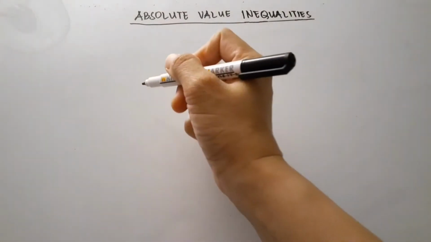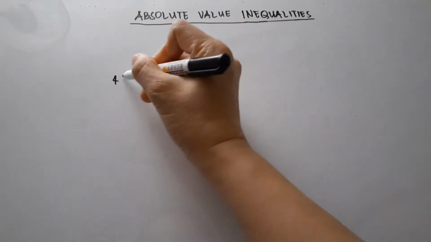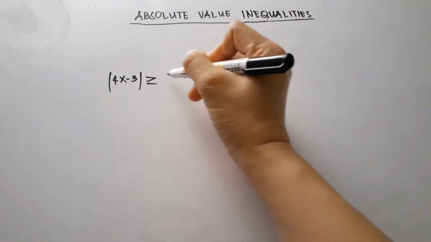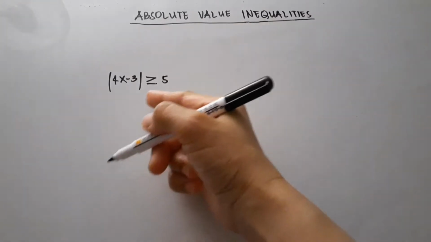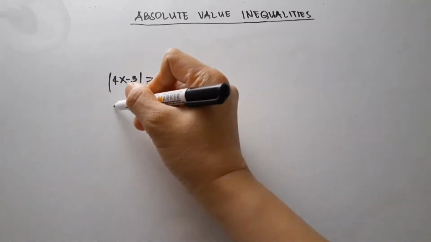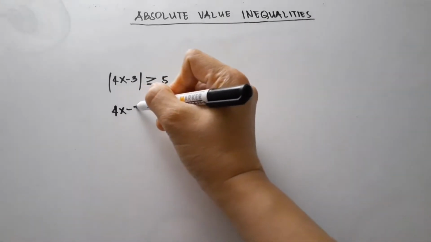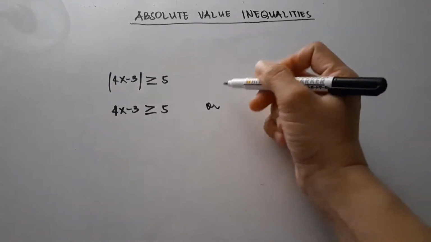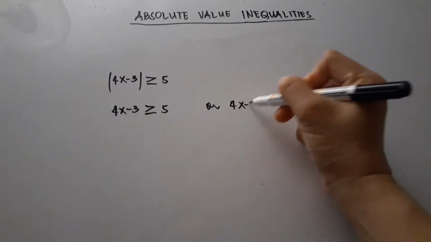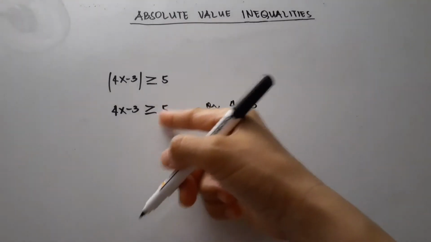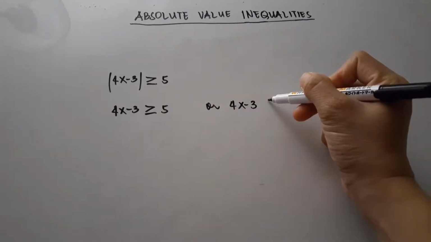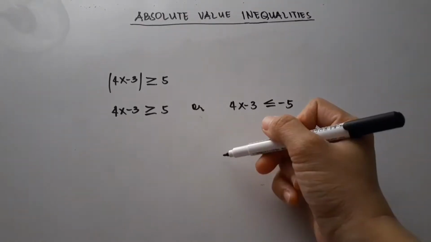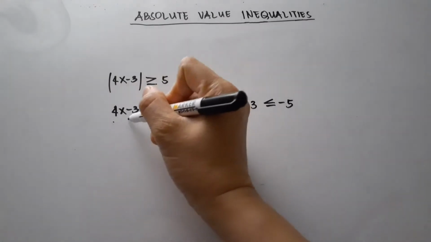In this video, we're going to focus on inequalities that contain absolute value. The inequality |4x - 3| ≥ 5 has two possible cases, positive or negative. In the positive case, we keep the inequality sign, and in the other case, which is negative, we change the direction of the sign. Instead of greater than or equal to, we have less than or equal to.